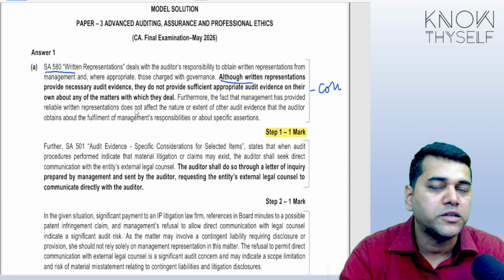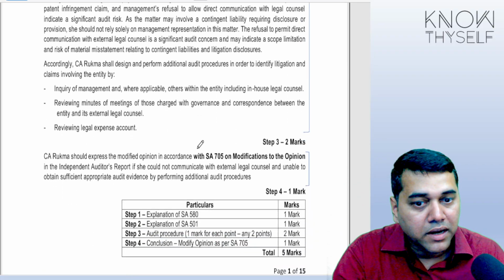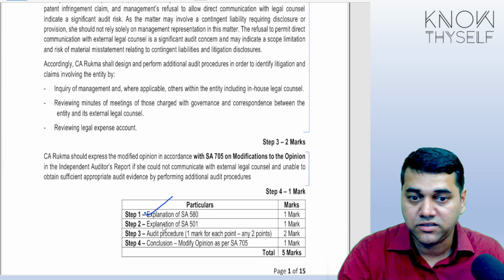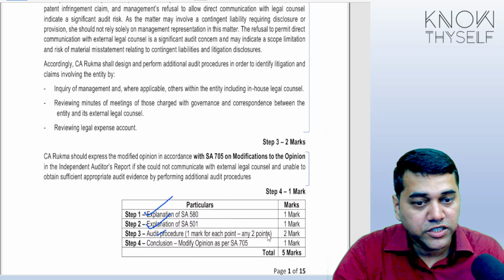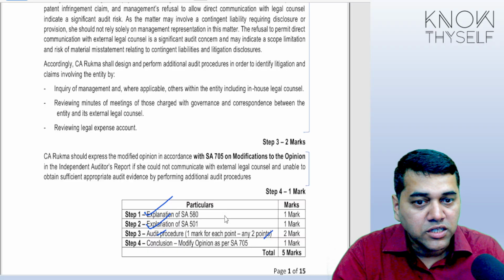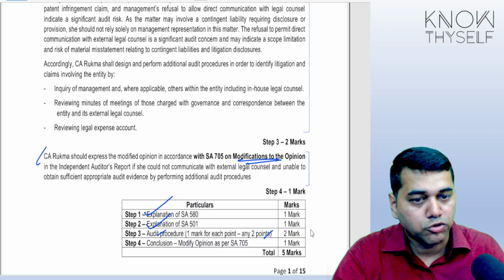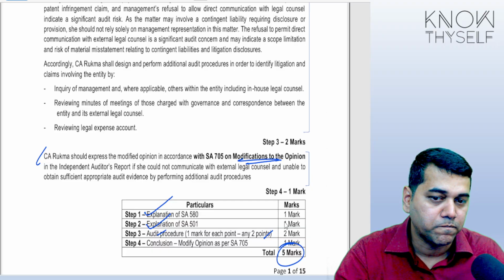But it should be very specific, it should be very precise. So like this, they will allocate the marks in everything. If it's a 5 mark question, you see explanations, 1 mark. Explanation to SA 501, 1 mark. Audit procedure, any 2 points out of 3, they will give you 1 mark. And for a conclusion, just to tell modification of the opinion, you will get 1 mark. So total 5 marks will be allotted like this. This is called step marking.